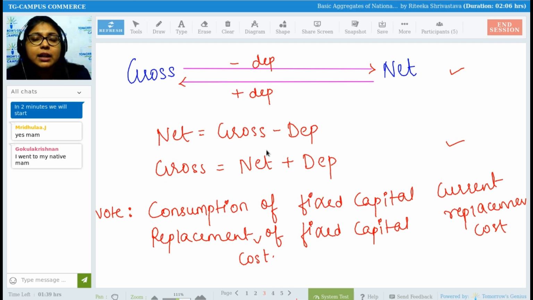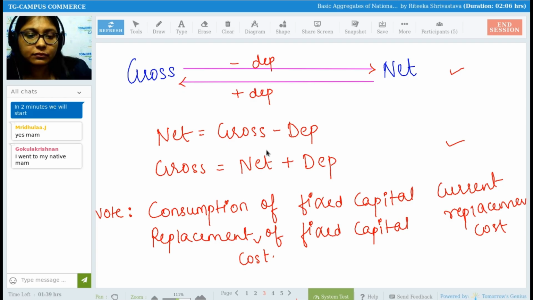In exams, in numerical questions, they might give you any of these names, and you should know that it means nothing but depreciation. At times they might directly write depreciation, but at times, just to confuse you, they might use the alternative names like consumption of fixed capital, replacement of fixed capital, replacement cost of fixed capital, and current replacement cost.